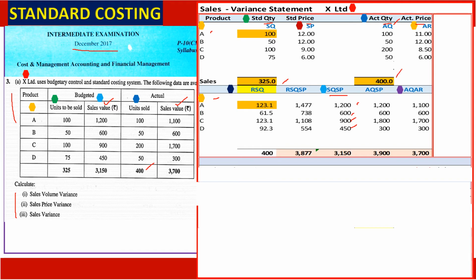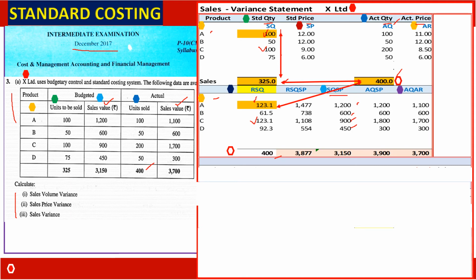We have to calculate revised standard for the actual quantity of 400, means distributing AQ in the ratio of SQ. If 100 is for 325, how much is for 400? This is what exactly we are going to do. That becomes 123, 50 becomes 61, 100 becomes 123. Even C was also 100, it becomes 123. 75 becomes 92.3. We have got 400, which matches with the actual quantity. Therefore, RSQ is the first step to derive.